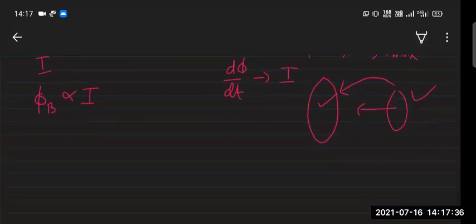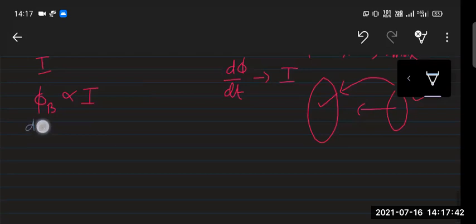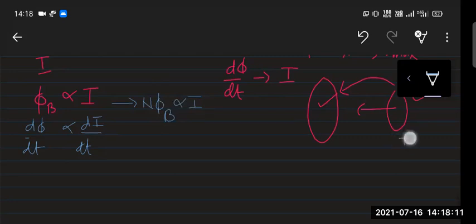Similarly, can we say that d phi by dt is proportional to di by dt? And if you have a number of turns, that will be directly multiplied with N. So can you write in this case that N phi B is proportional to I? You have passed current from this coil, and the N number of turns has led to N phi B.